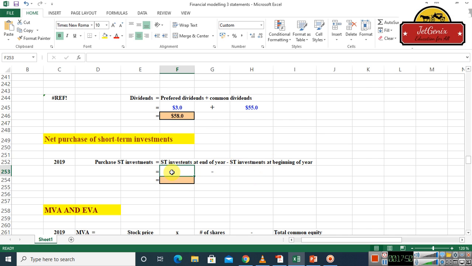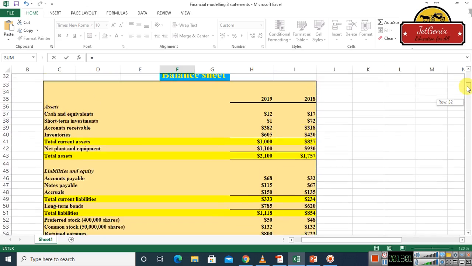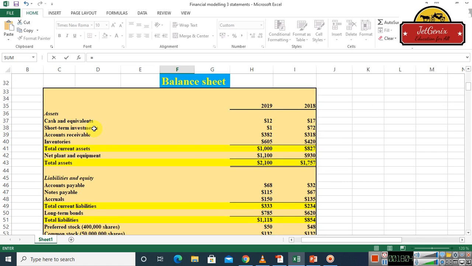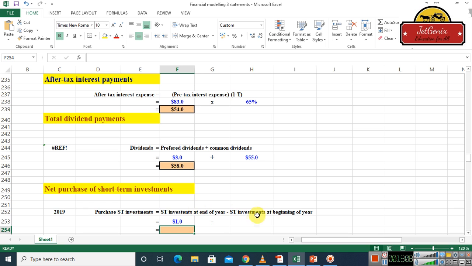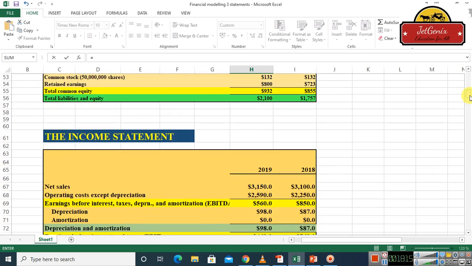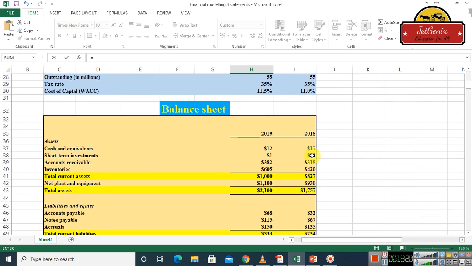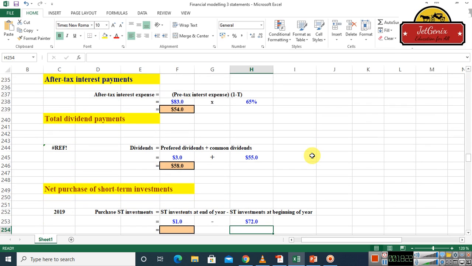So here I am going to select the short-term investment on 31st December 2019, which we can find in the balance sheet. Okay, so scroll up to the balance sheet, and we will select the short-term investment here. It is only $1 million. Press enter, and here we are going to select the short-term investment in 2018. Okay, 31st December 2018, and that is 72. It is here, short-term investment, and press enter.